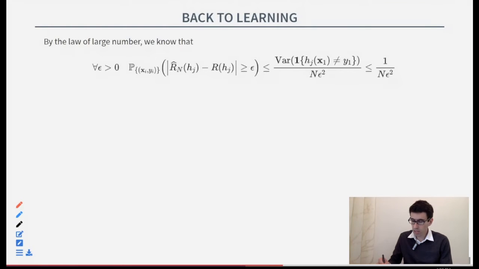And here I've replaced i by 1 because by IID-ness, I can choose any of these random variables to compute the variance. The key point here is that because the indicator function is between 0 and 1, if you take the variance of a variable that's between 0 and 1, you can always upper bound it by 1. And as a result, a loose bound on that probability on the left is simply 1 over n epsilon squared.